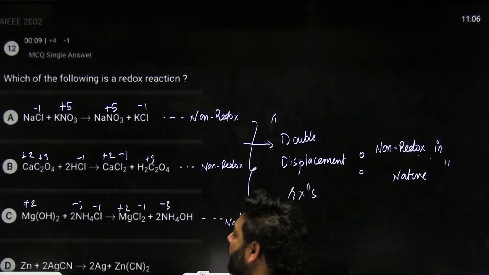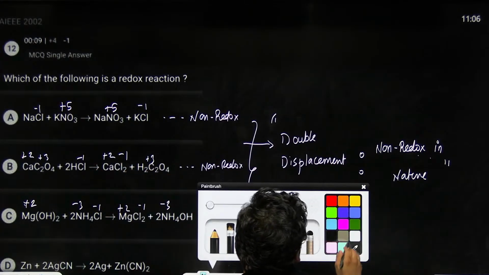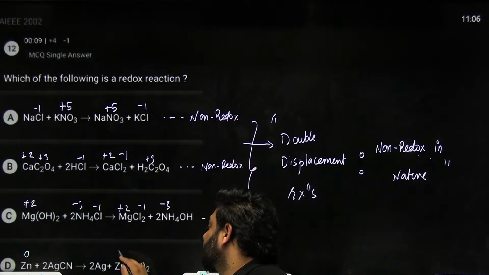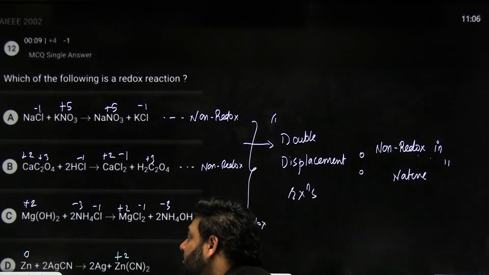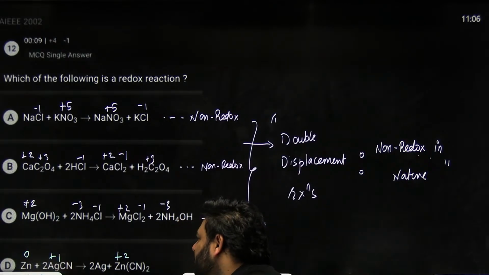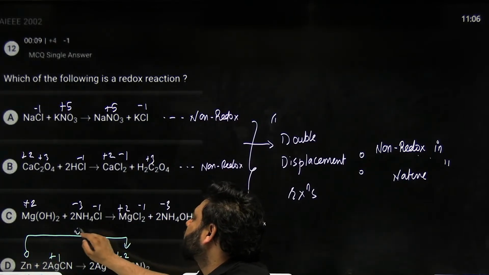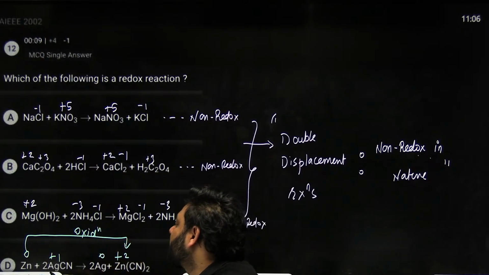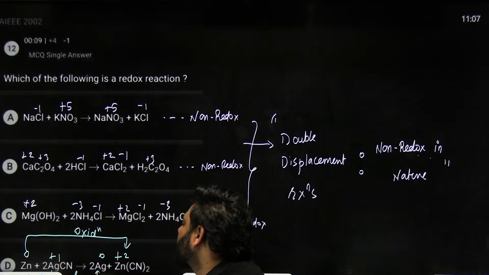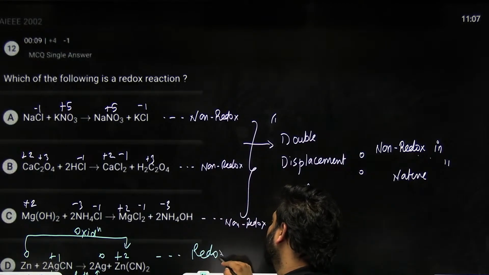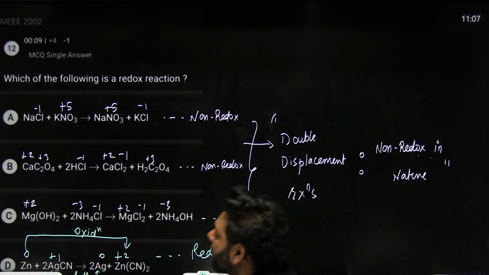There's nothing happening. But in the last option, what do I see? Zinc is in zero oxidation state, zinc is in positive oxidation state, silver is in positive oxidation state. Now it is in zero oxidation state. So zinc from 0 to +2 is an oxidation process, and silver from +1 going to 0 is a reduction process. So this is a redox reaction. The correct answer should be D.